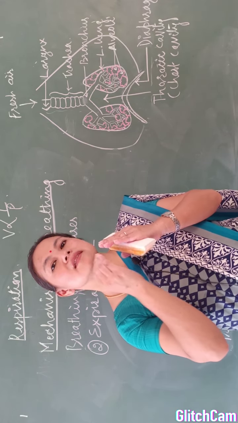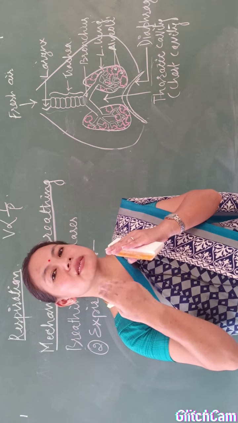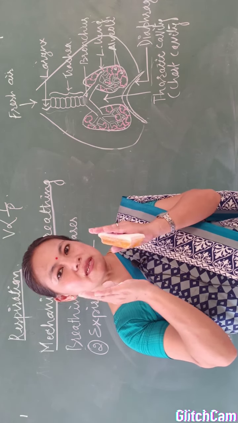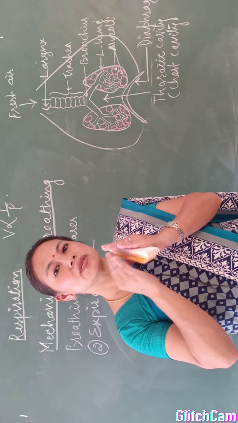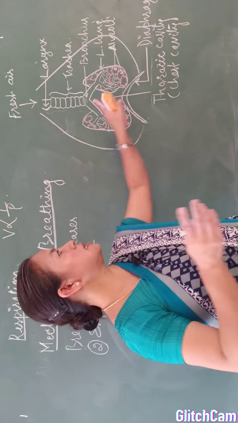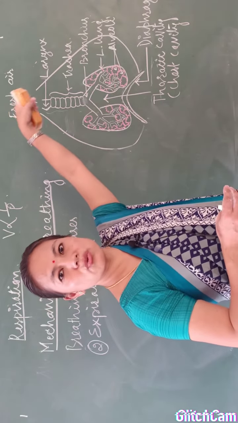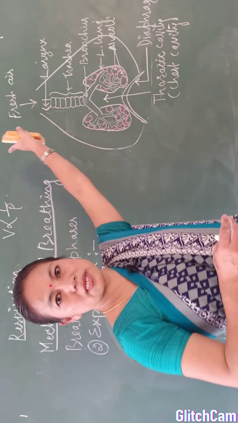The pressure inside the lungs will increase. Okay, pressure inside the lungs will increase. When the pressure inside the lungs increases, what happens to the air that is present inside the lungs? It will be expelled out. Okay, the air from the lungs will be expelled out through the nostrils, and this is known as expiration.